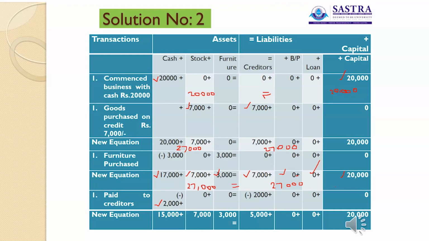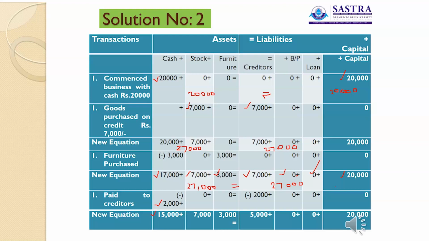Okay, do you understand? Okay, the next transaction is paid to creditors. Here paid to creditors, so cash value decreased. We have paid the cash to creditors, so cash will be decreased. So minus 2,000, here 0, creditors is also decreased, minus 2,000, here 20,000.